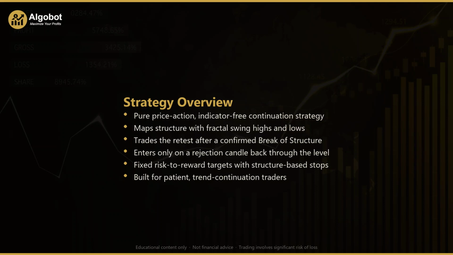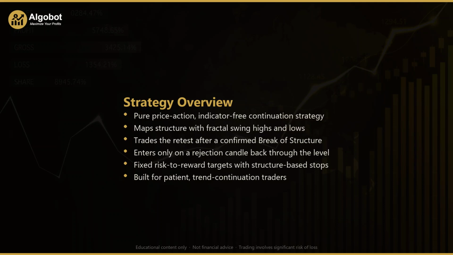From there, the EA watches for a break of structure. When price closes firmly above the most recent swing high, that's a bullish break, a sign that buyers have taken control. When price closes below the most recent swing low, that's a bearish break. But here's the key discipline of this system. It does not chase that break. Instead, it waits patiently for price to pull back and retest the level that was just broken, because broken resistance often becomes new support, and broken support often becomes new resistance.